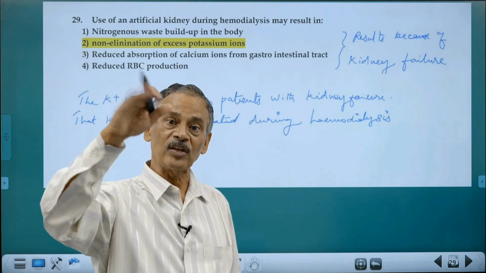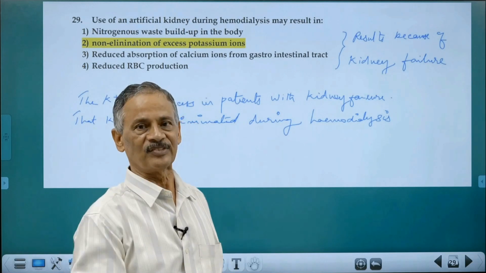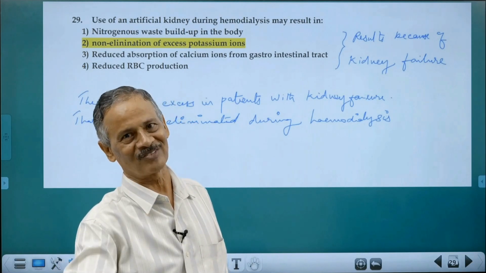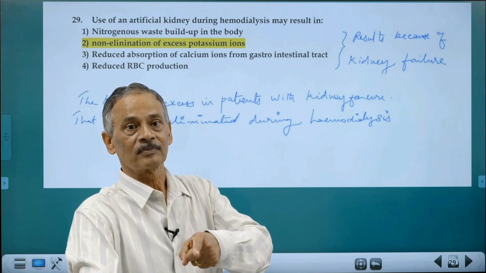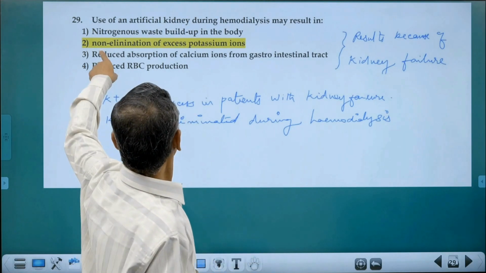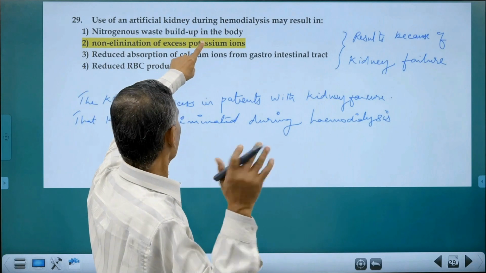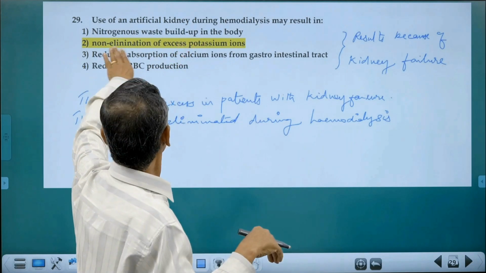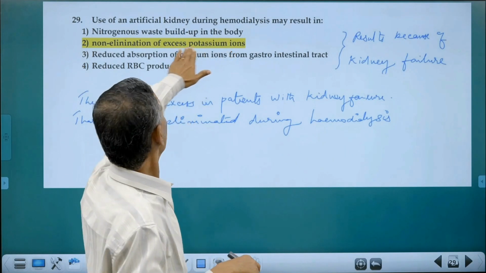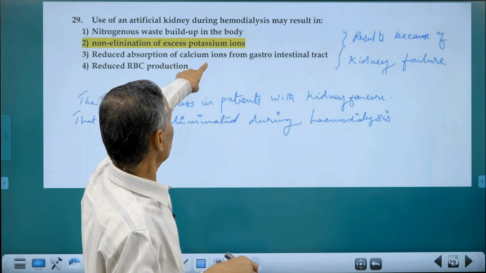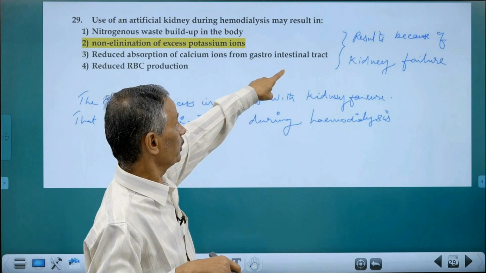Only nitrogenous waste materials are removed by dialysis. Other functions are not compensated. So you have complications. What are the complications? Nitrogenous waste materials are built up. Non-elimination of excess potassium ions. Reduced absorption of calcium ion from the gastrointestinal tract.